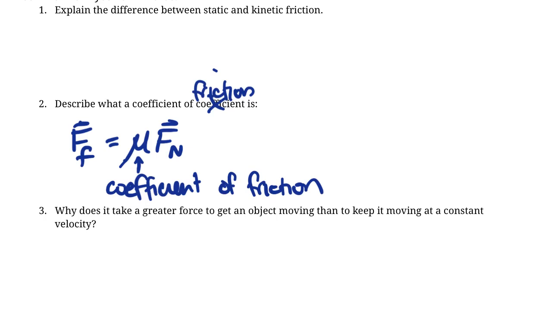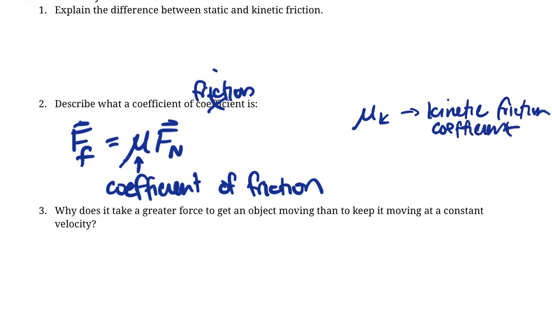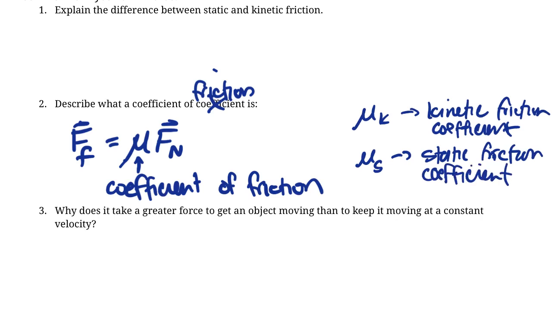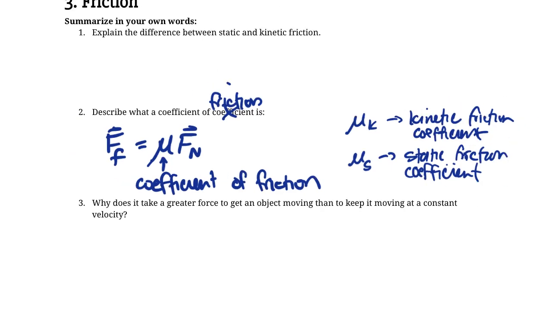We can usually figure out the normal force. So just to clarify, we have two different mu values: mu k, which is for kinetic friction, and that's called the kinetic friction coefficient. And we have mu s for the static friction coefficient.